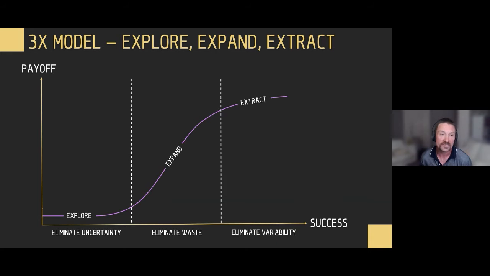So at the start, when we're exploring, that is when we're trying to find product market fit, and we want to eliminate uncertainty. So we're looking to learn. Then once we have a number of customers on the platform or product, we then wish to, again, expand that. So we want to start getting more payoff from it. But at this stage, the cost of any inefficiencies in the product is going to be magnified. So we then look to eliminate forms of muda or waste.